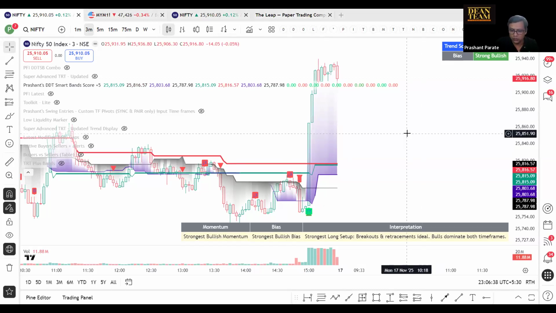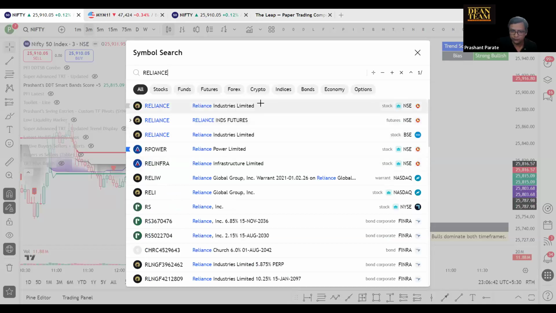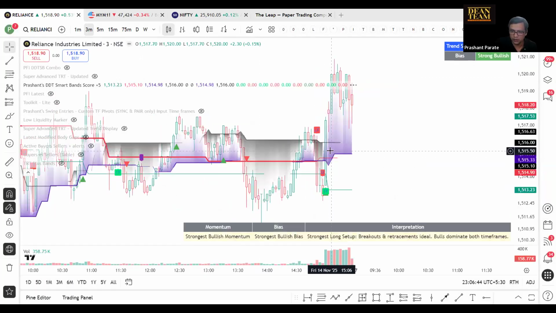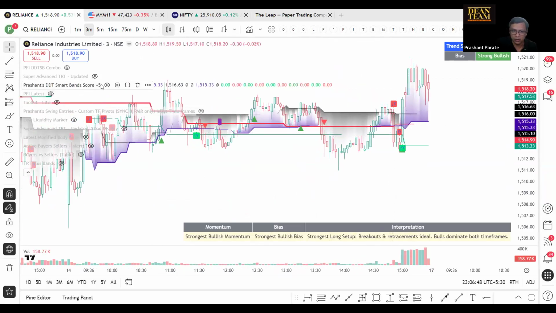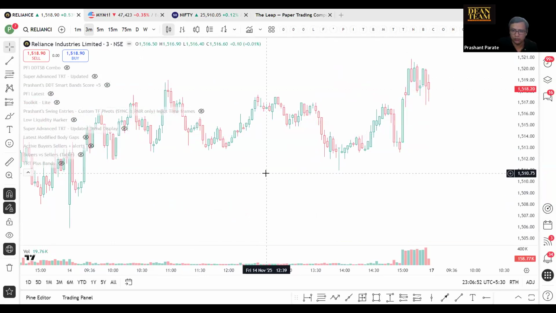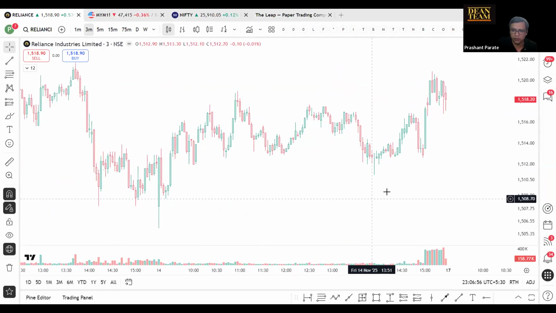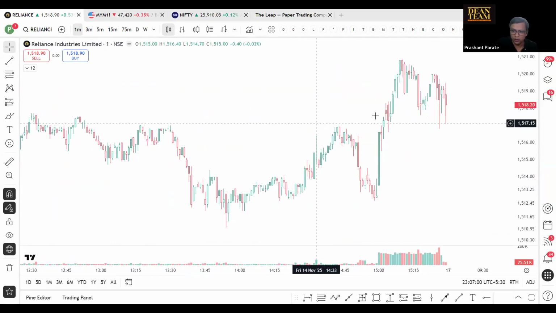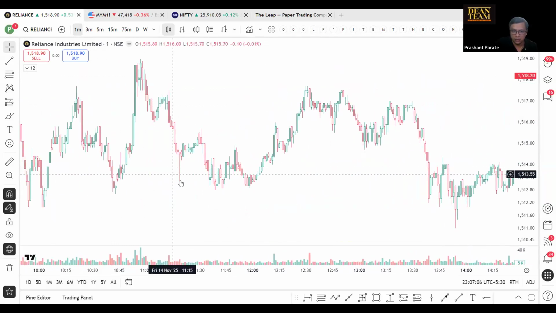If I go to some stock like Reliance and check the 3 minute chart, what is it showing? It's showing a normal chart, right? It looks almost normal. If we hide the time frame, we don't know whether it is a 1 minute, 3 minute, or 5 minute chart. Even on 1 minute, it will look uniform. There will be good up and down moves without any gaps.